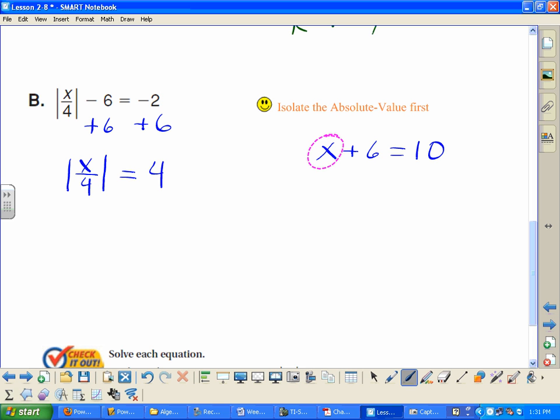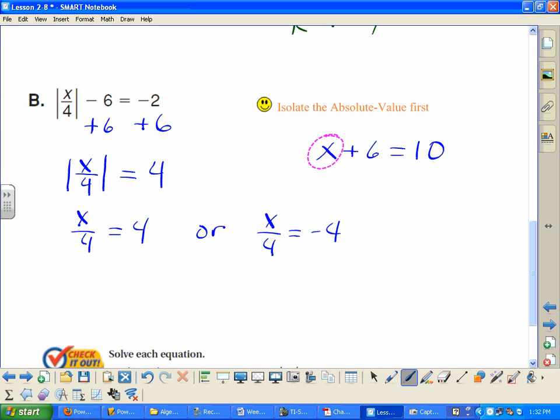If you have anything else, anything multiplied by it, anything added to it, those things have to go to the other side first of all, so that all you have left on the left-hand side is the absolute value. Now, x over 4 could equal 4, or it could equal negative 4. You can't do the equals negative 2 and equals positive 2 at the start. You've got to do that first.